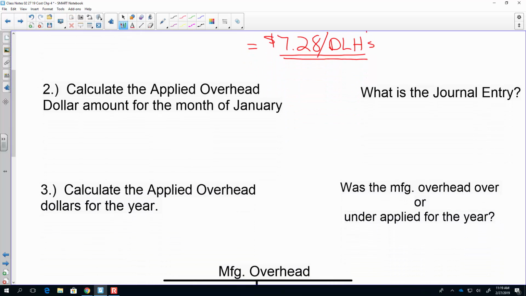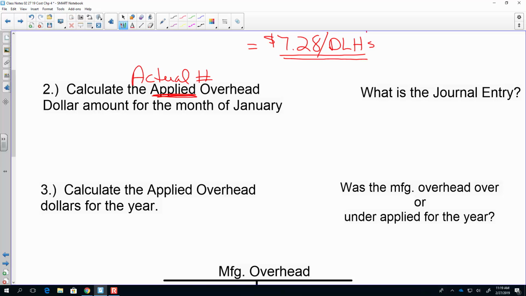Calculate the applied overhead for the month of January. So when you see the word apply, we now have to look for an actual number. What actual number in problem 39 do we find? 6,950. The 6,950. Does everybody see that?